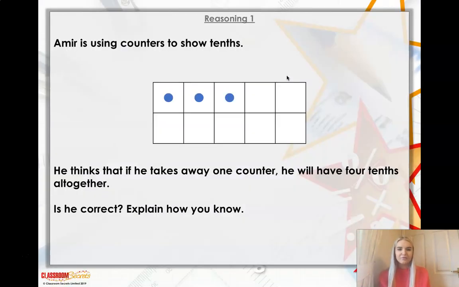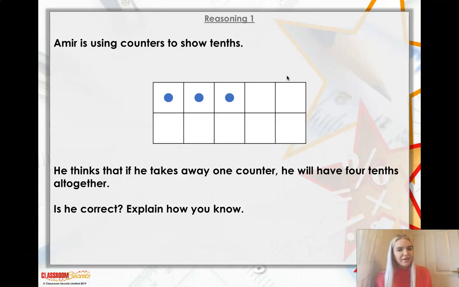Okay, let's have a look at some reasoning and problem solving questions. So I've got my first reasoning question here, and Amir is using counters to show tenths, just like we have in today's lesson. But he has a theory, and he says that, Year 4, if I take away one of my counters, I will have 4/10 altogether. Is he correct? And explain how you know.